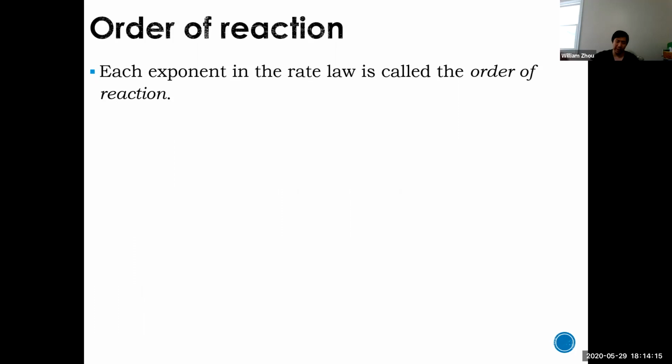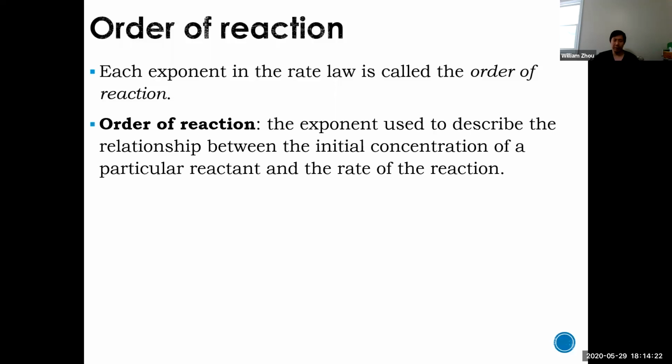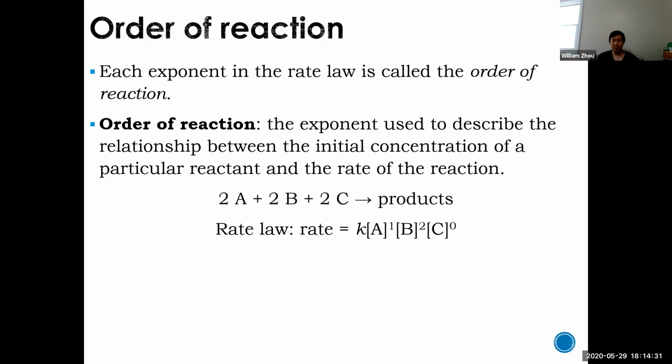All right, so the exponents of the rate law, we call them the order of reaction. The order of the reaction is simply the exponent used to describe the relationship between concentration and rate. So let's look at this example. You have 2A plus 2B plus 2C, you get a product. And it just so happens that the rate law for this reaction is k, A to the power 1, B squared, and C to the power of 0.